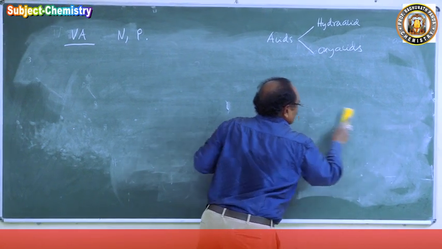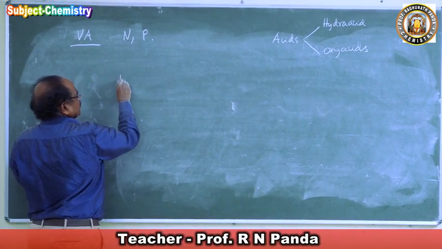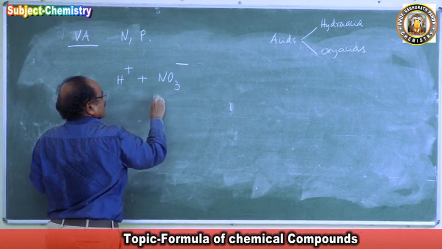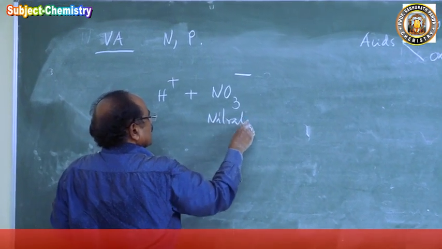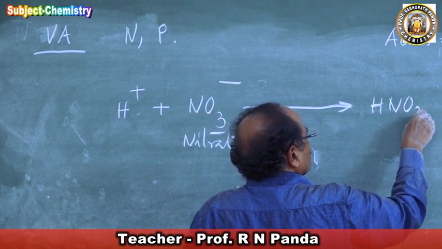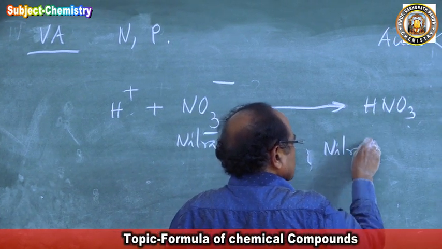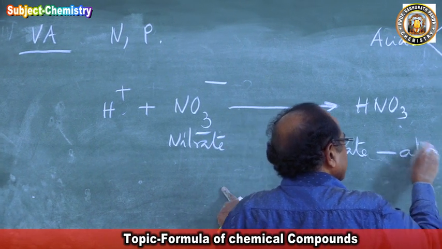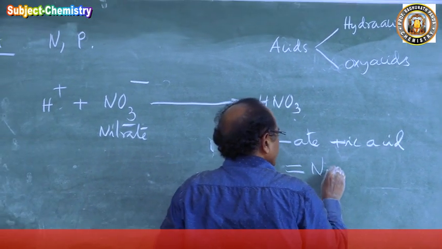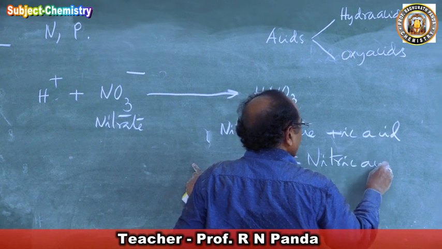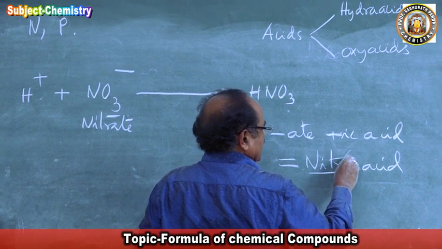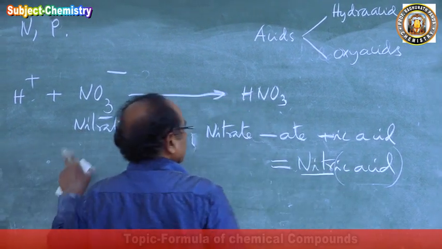Nitrogen forms 2 radicals. Nitrate, H plus will combine with whom? Nitrate, NO3 minus. So 1 cancels. So this will form what? HNO3. The name of the acid will be nitrate minus ATE plus IC acid. So the formula is of nitric acid. So you see how easily you are writing the formula now yourself. Nitrate. If you remove IC acid and attach ATE, you get nitrate.